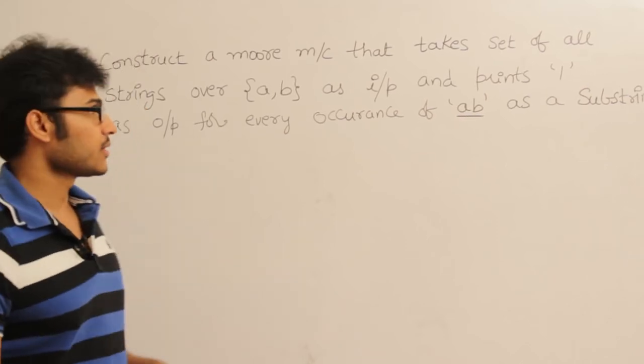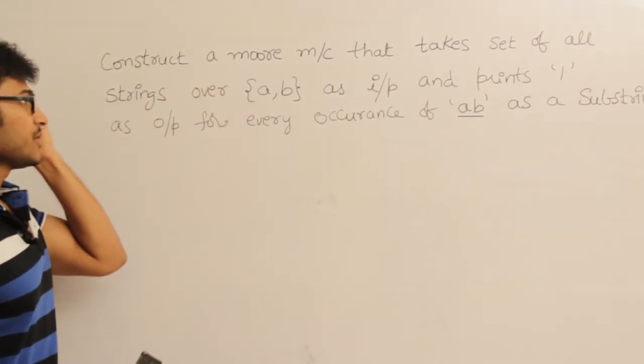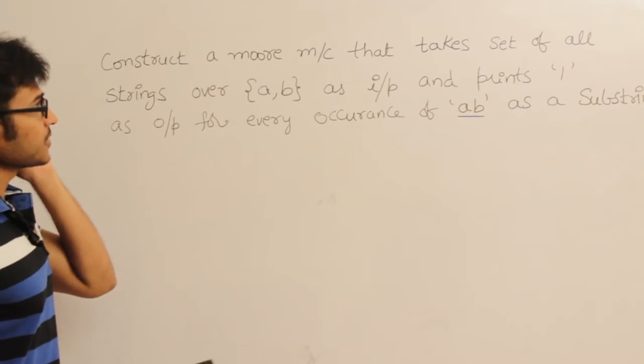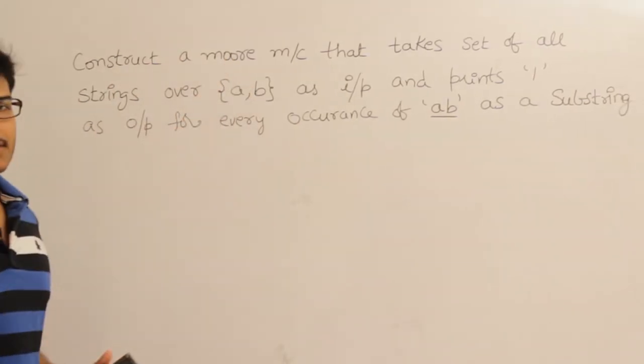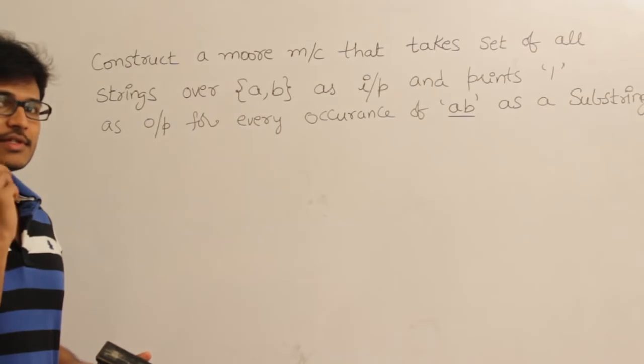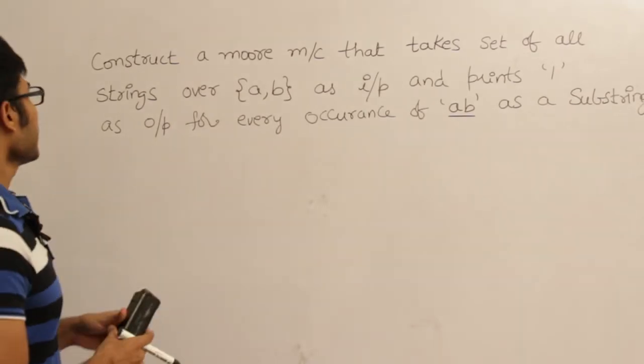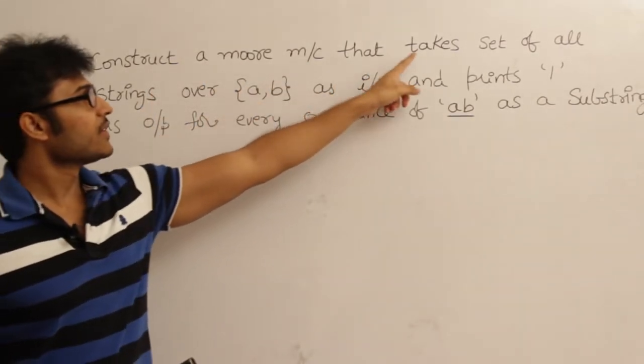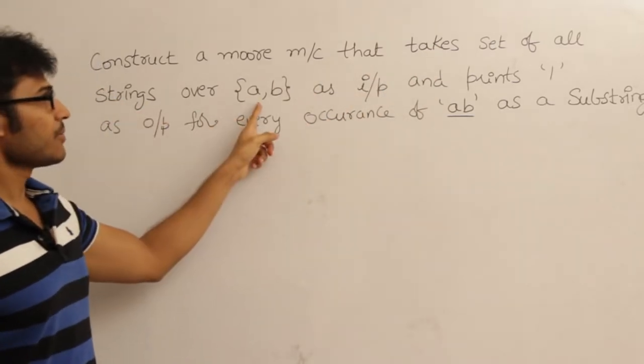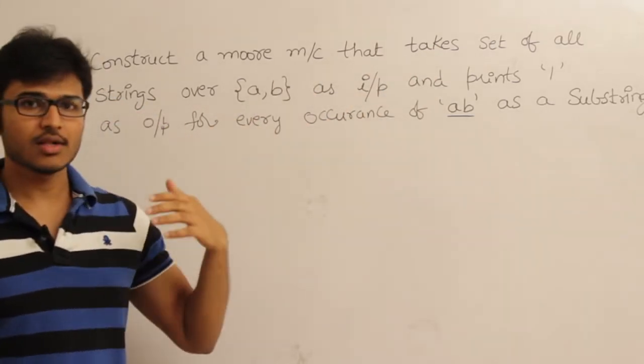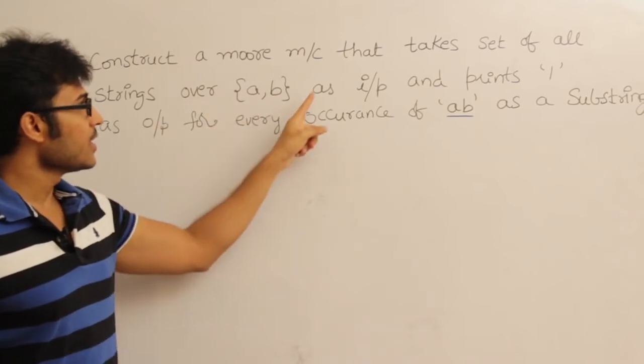Now let's try to construct a Mealy machine. A Mealy machine is nothing but a deterministic machine in which output is associated with state, which means for every state we have only one output. Now we have to construct a Mealy machine that takes the set of all strings over a, b, which means it is going to take all the strings which are possible over a, b as input.